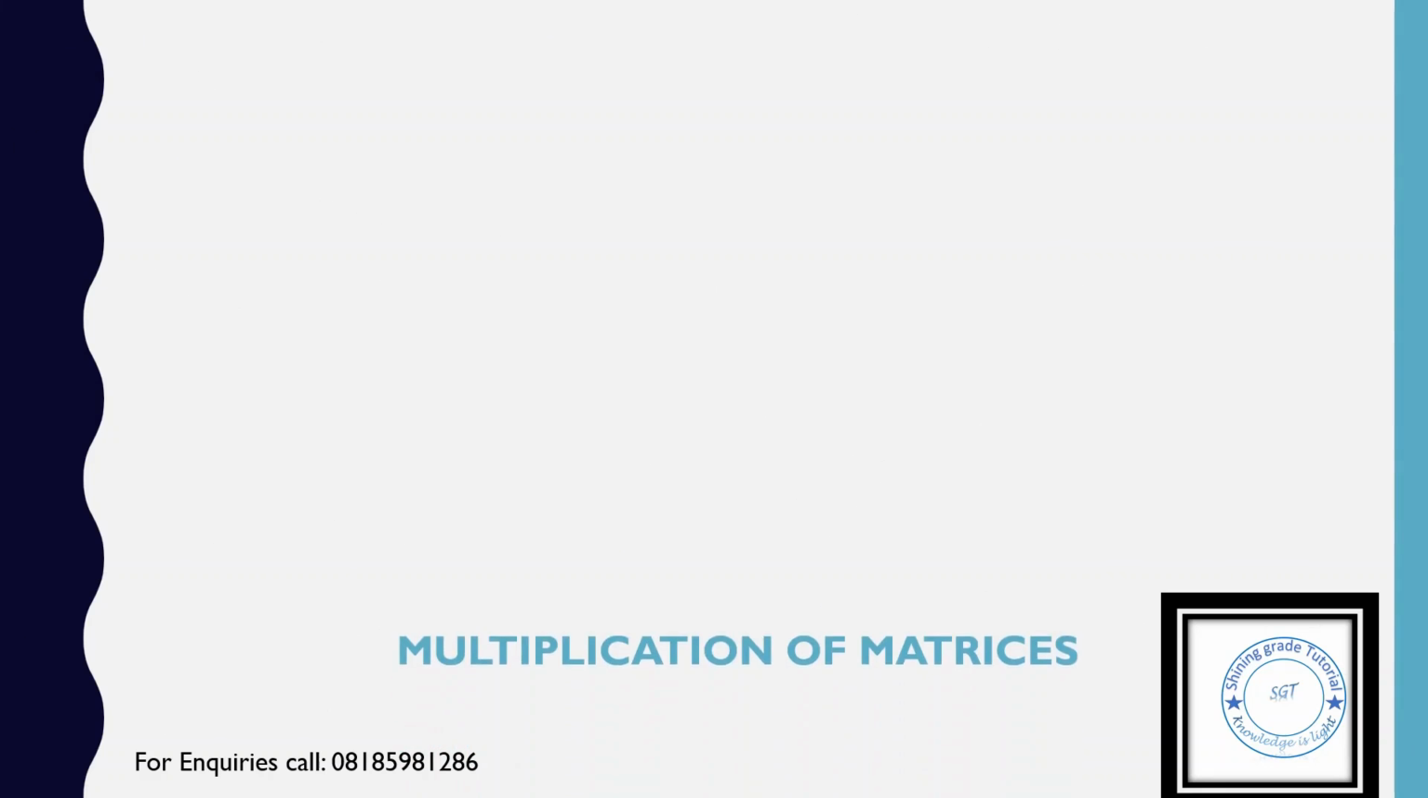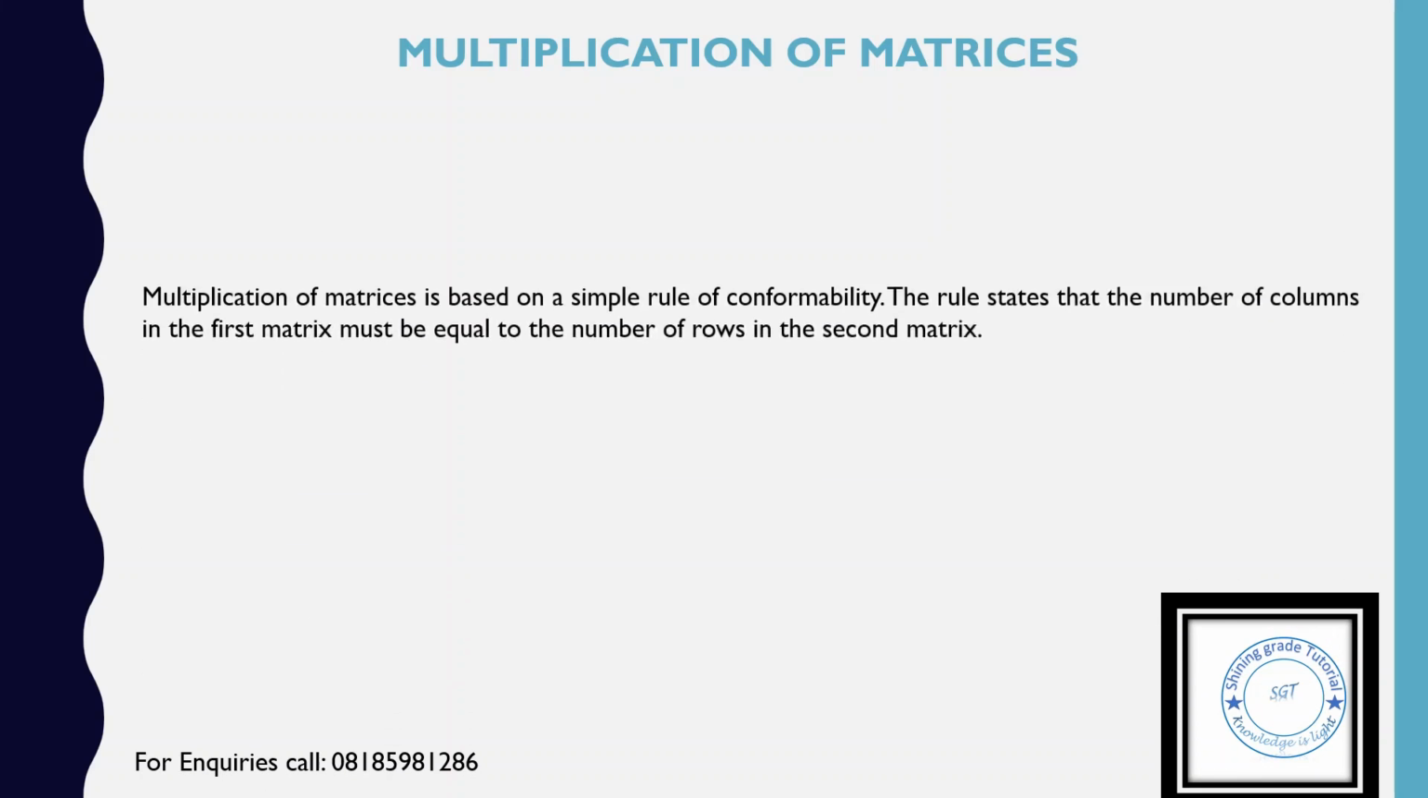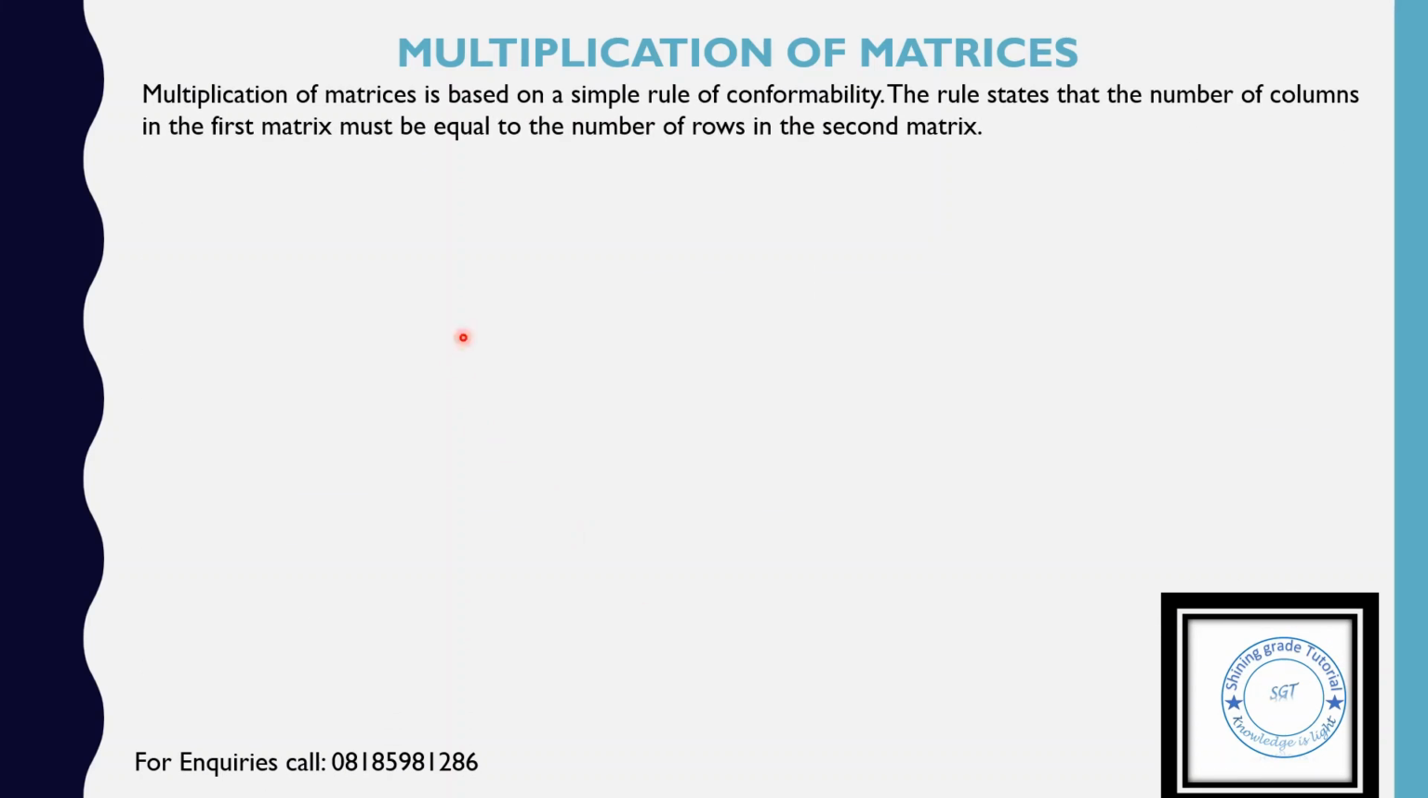So we can simply move to multiplication of matrices. The simple rule of multiplication of matrices is based on conformability. If you are to understand multiplication of matrices, you need to understand the rule of conformability, and the rule says that the number of columns in the first matrix should be equal to the number of rows in the second matrix. Let's take an example on that, and then we can see what I actually mean.